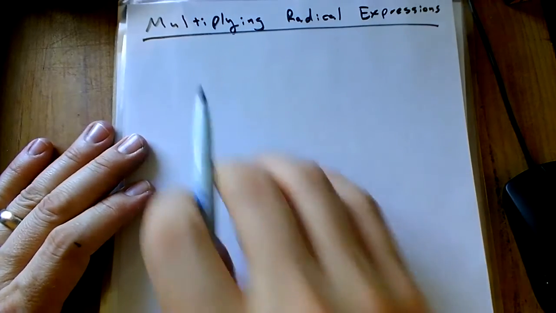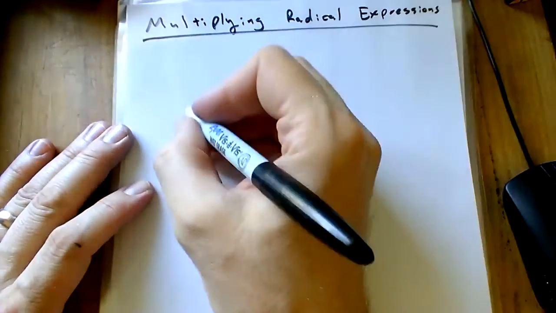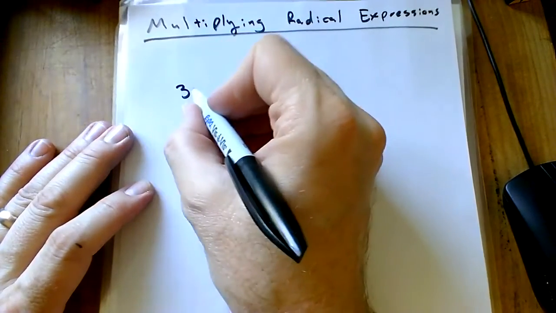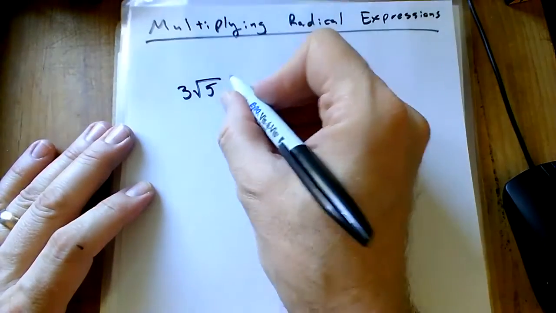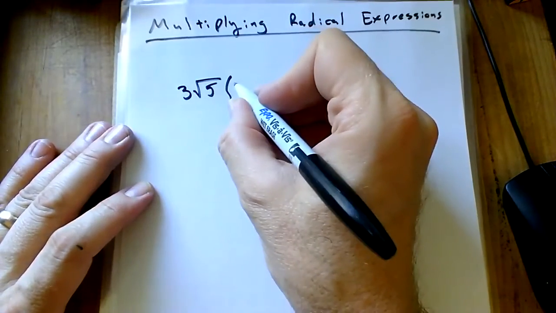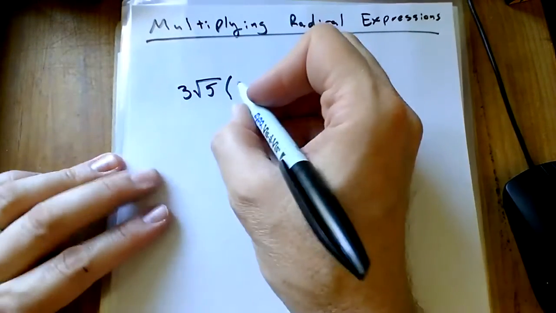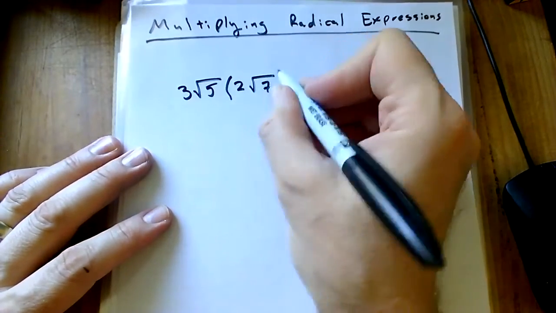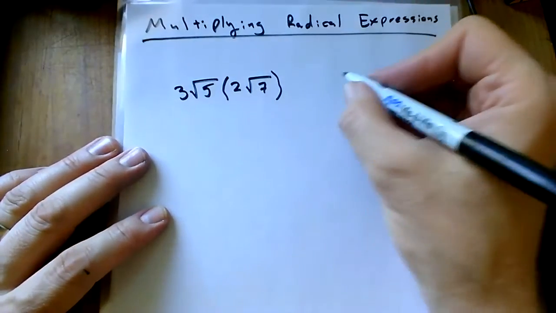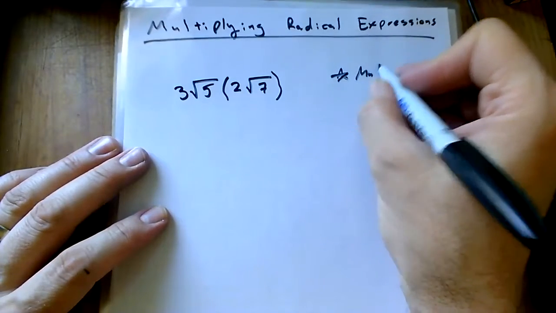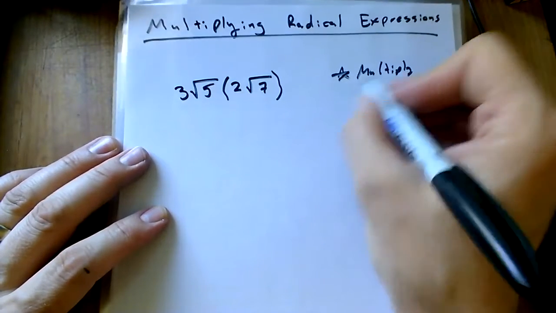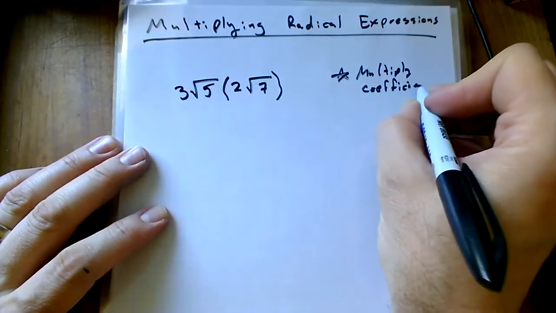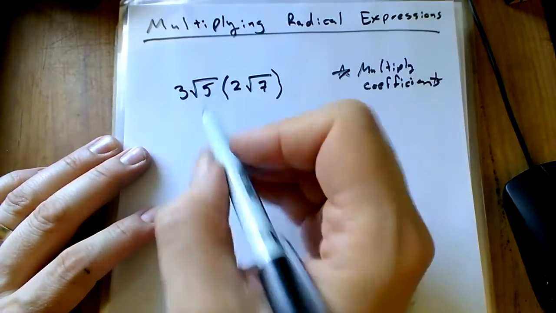Okay, we're going to start by talking about multiplying some radical expressions. When you're multiplying a radical expression, a couple things to keep in mind are that your coefficients are going to multiply your other coefficients, and your radicals are going to multiply your other radicals. So you're going to multiply your coefficients. So here I would have 3 times 2 is 6.